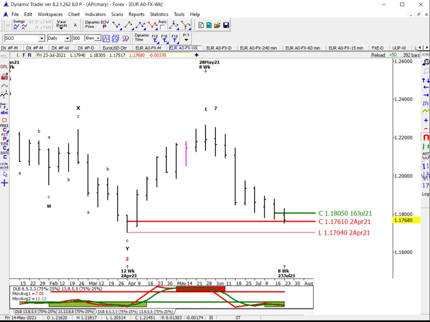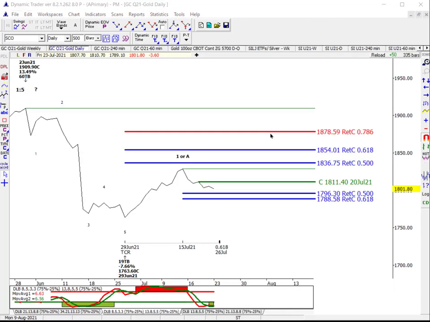Let's look at one more market here. So this is gold daily data, and it's just the close only data, the daily closes.